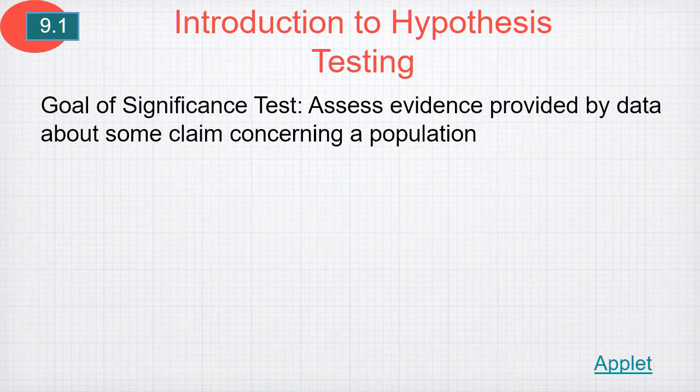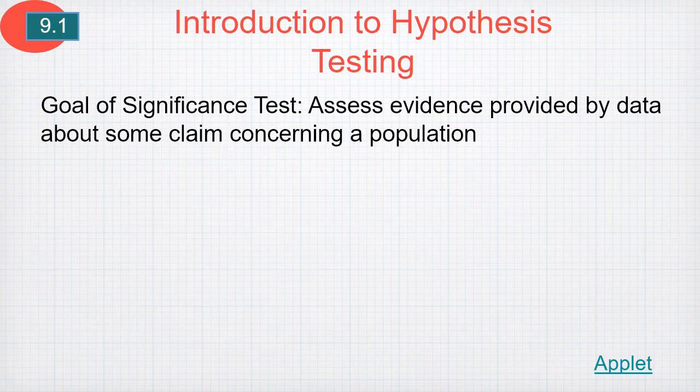So the goal of a significance test, which is what we're going to be talking about with hypothesis testing, is to assess evidence provided by data about some claim concerning a population. So basically, someone is making a claim about the population, and we're going to be using data to assess, is that claim accurate, is it not?